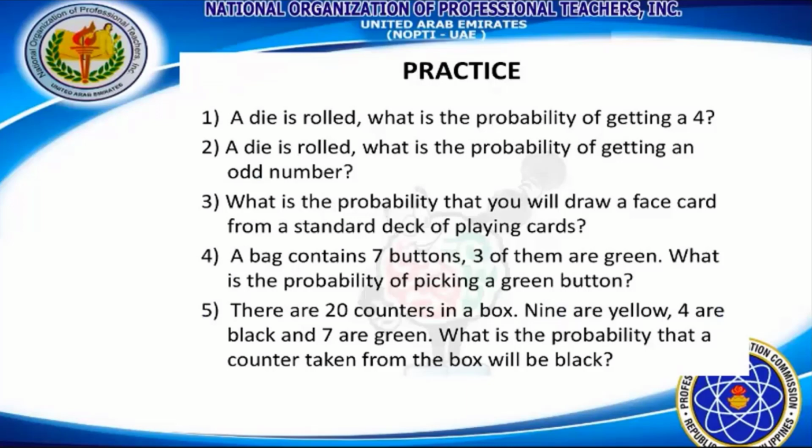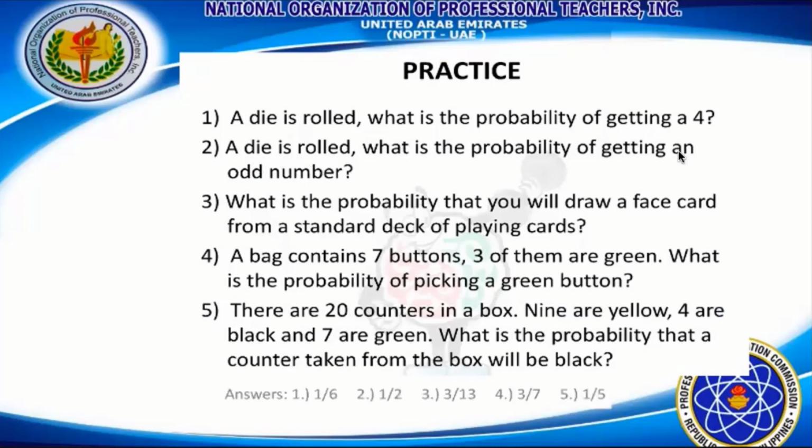Di ba yung dice kasi may bilang na 1, 2, 3, 4, 5, 6. Ilan daw ang possibility na makukuha mo ay 4? Sagot. Isa lang, di ba? Kasi isa lang ang number 4 doon. So, anong susulat mo? 1 over 6. Kasi there are 6 faces. Tama?